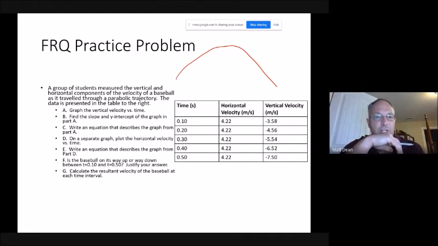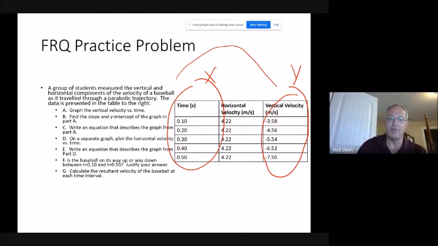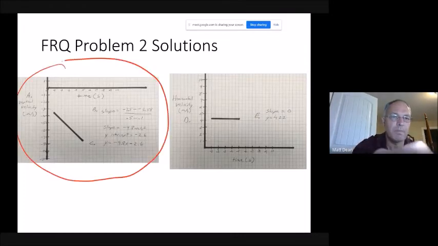Graph the vertical velocity versus time. So it's asking us to graph this against this. So this would be our y, and this would be our x. Since it's hard for me to hand draw a graph on the screen, I went ahead and did that. So here's my graph. This is part A. Notice that we've got a negative slope.